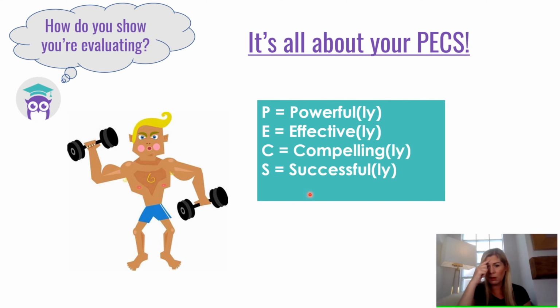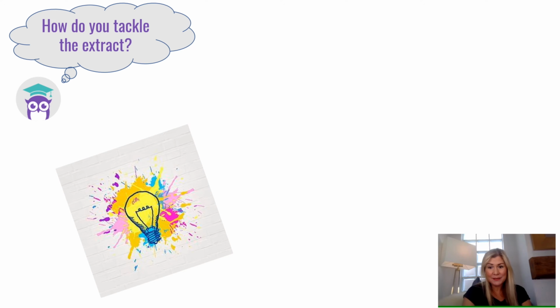Okay, so just a reminder, when you're going into question 4, you could even write PECS at the top, and that will help you remember that these are the kinds of words, you're not limited to them, but they're the kinds of words that you might want to be using. So writing evaluatively might be all about your PECS, but you also need to start thinking about, well, how am I going to generate the ideas for the evaluation? How am I going to tackle this extract?